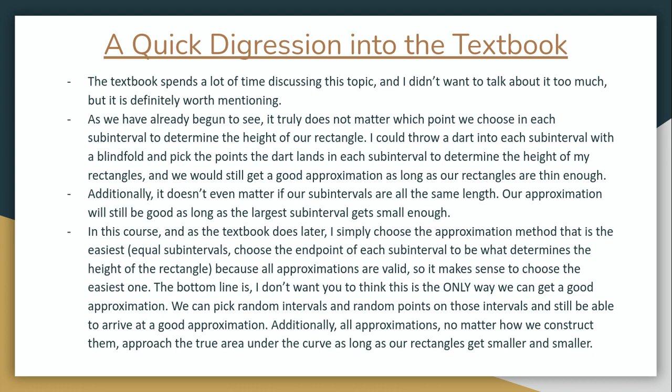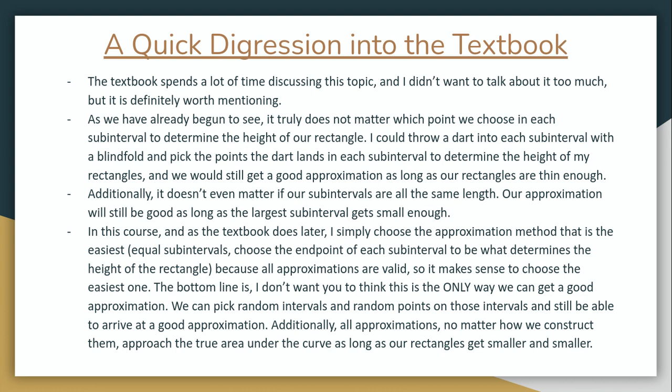Additionally, it doesn't even matter if our subintervals are all the same length. Our approximation will still be good as long as the largest subinterval, which remember we said was the norm of the partition, gets small enough. In this course, and as the textbook does later, I simply choose the approximation method that is the easiest: equal subintervals, choosing the endpoint of each subinterval to determine the height of the rectangle, because all approximations are valid, so it makes sense to choose the easiest one.